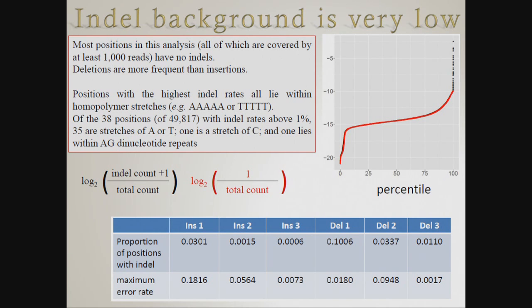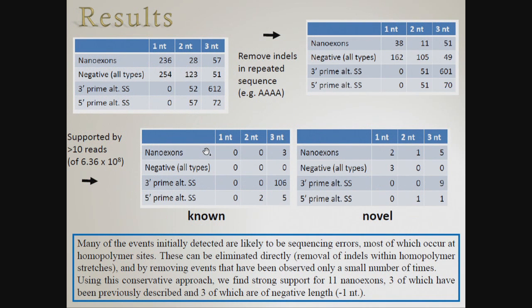So next slide, what we did is we took our alignments from the entire RNA-seq data set. We removed indels that occurred at homopolymer runs. We removed indels that we saw only a few times because they were probably just errors. And we ended up with an observed case of 11 previously undescribed nanoexons. Not that many. We also found a large number of closely spaced 5' and 3' splice sites, mostly 3' splice sites fitting the NAG pattern.